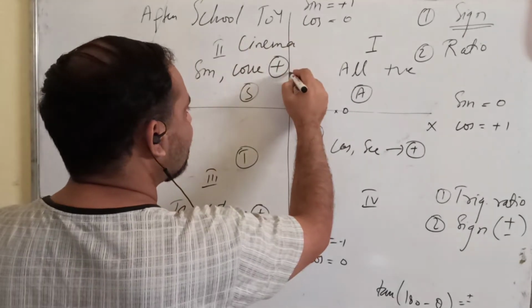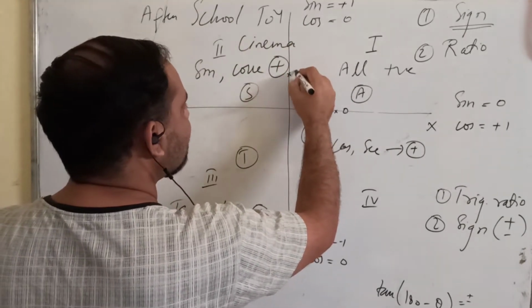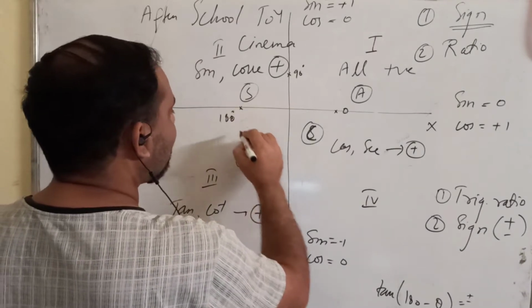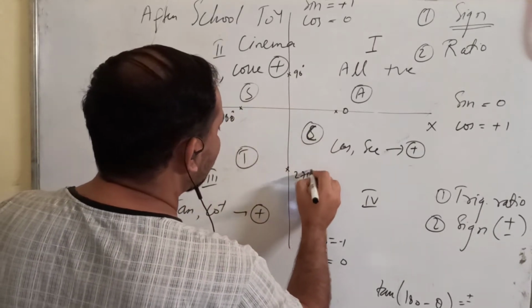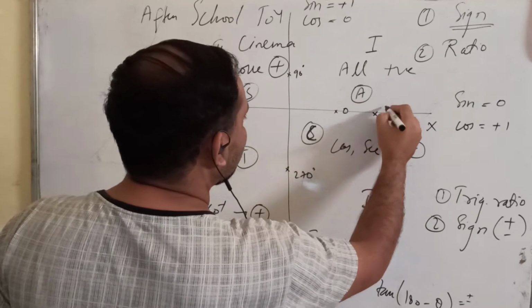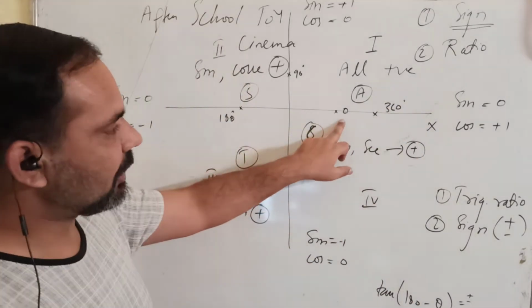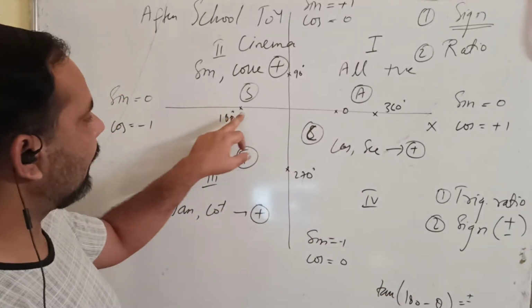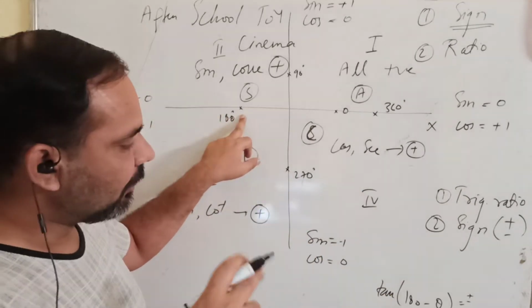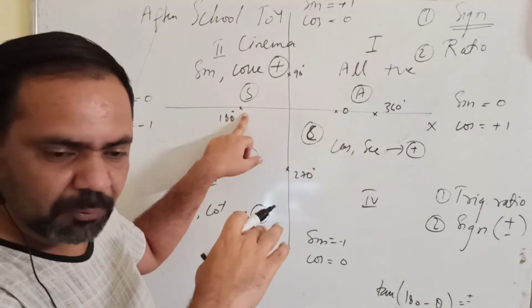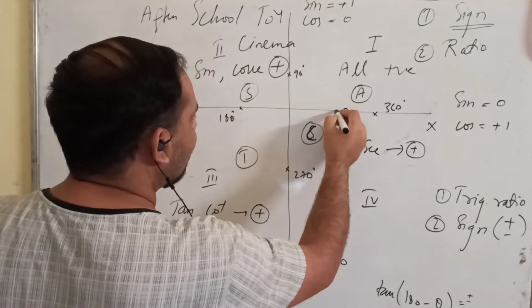If you take your angle to this point, then it becomes 90. Here it becomes 180. And here it becomes 270. And again here it will become 360. Like this. So 0. Now 180, you find out the angle 180. It is here. Minus theta.